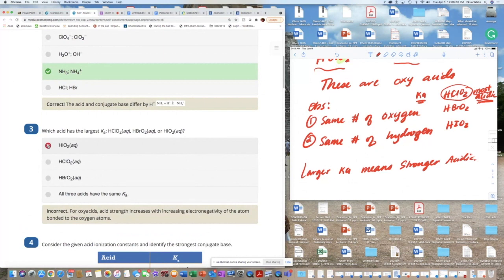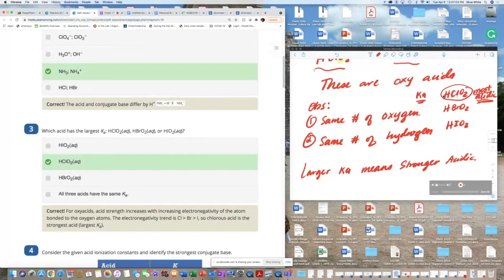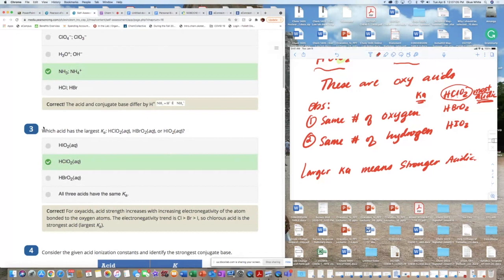Wait, I clicked the wrong one. What am I doing? That's what got me, because I said the H as I was thinking about HClO2 and I just saw the ClO. I just said HClO2, but I'm looking over here and clicking the first one. My eyes were focused on my iPad as I was clicking. So I'm like, why did I click the wrong one? But yeah, it's this one here.